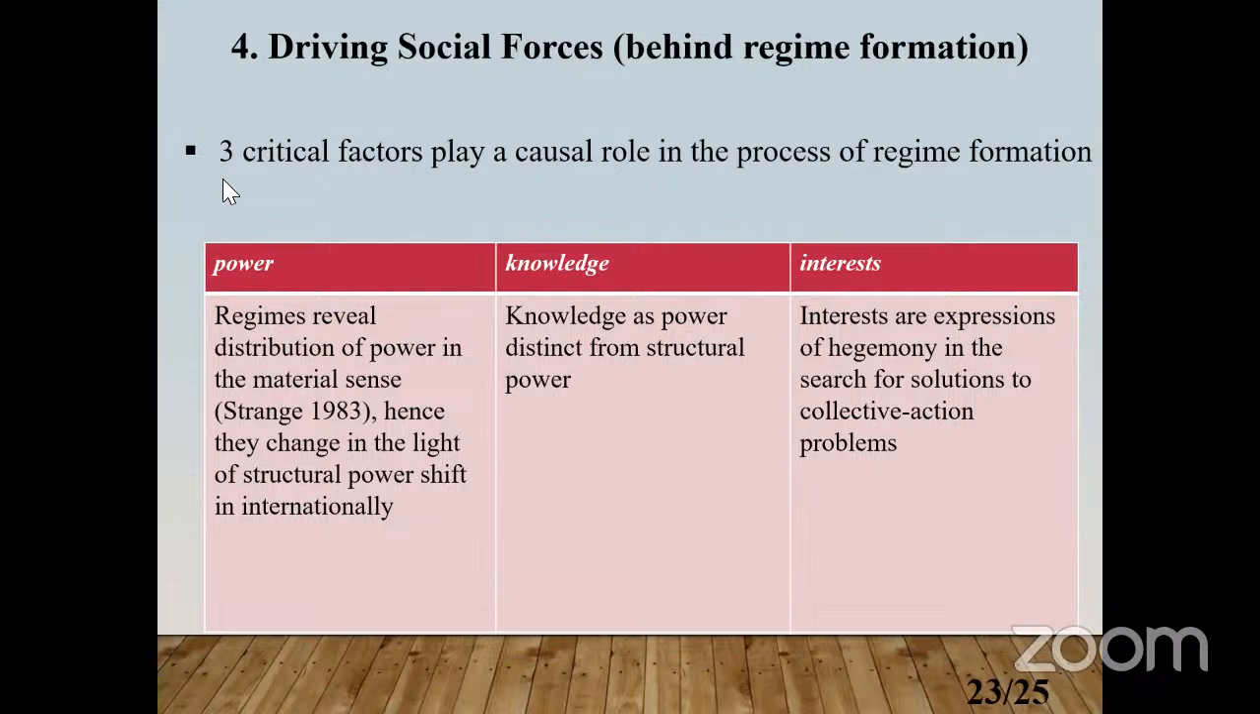Finally, we talk about interest. But you see, this interest coming third, I have a feeling that it will, to a large extent, depend on the first two. You cannot talk about national interest if you have no power, if you have no knowledge to protect that national interest. However, interests are normally expressions of hegemony in the search for solutions to collective action problems.